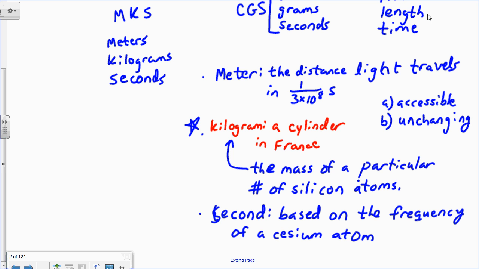You don't think so? Everybody can get cesium. And while it might not be that easy to find the frequency of a cesium atom, it's not undoable. So it is accessible, and it's unchanging as far as we know, that the frequency of these atoms doesn't change. All right? You're probably not going to run out and get a cesium atom and put it on your wristwatch or anything, but it's accessible and it is unchanging.